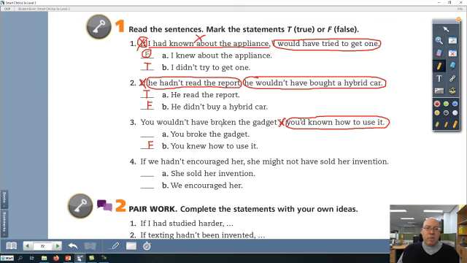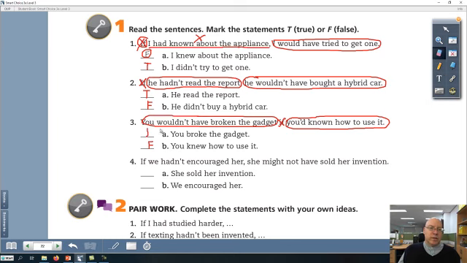You wouldn't have broken the gadget. Okay, think of the opposite. You wouldn't have known, or you wouldn't have broken it. So you wouldn't have broken it. The opposite: you broke it. So yes, he broke it. Ooh, that's a terrible T there. Let me fix that up a little bit.